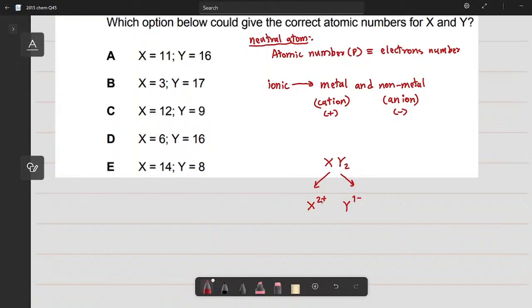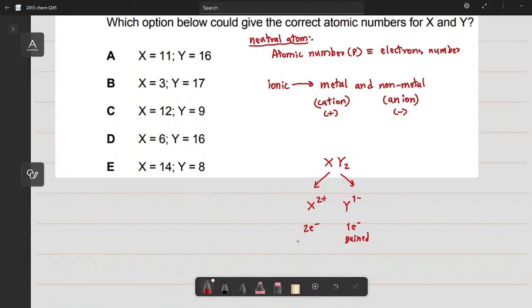Okay, so if we separate, this X must have a positive charge because it has lost 2 electrons. We also have the Y ion, which has a negative charge. So there must be 2 Y ions, so total 2 Y, to gain 2 electrons from this cation X to balance the overall charge. Okay, so these are the ions we must know. This means X has lost 2 electrons and Y has gained 1 electron.